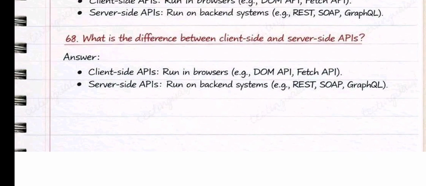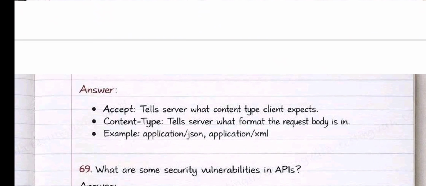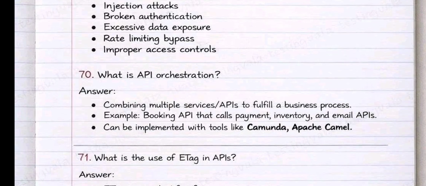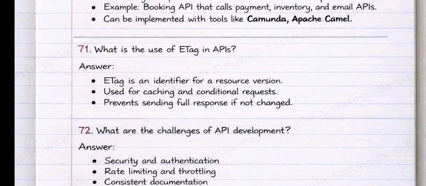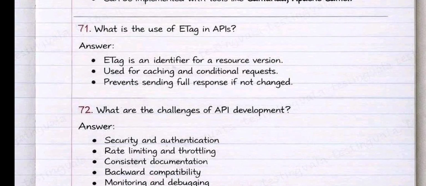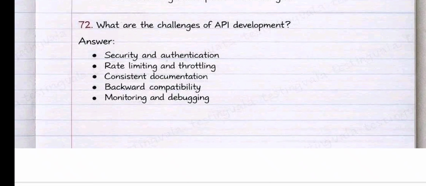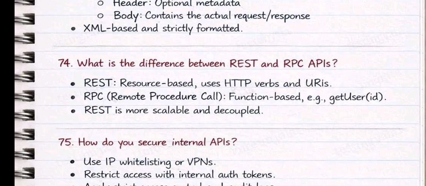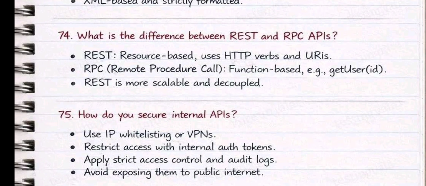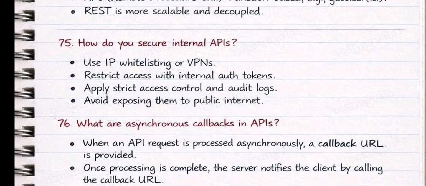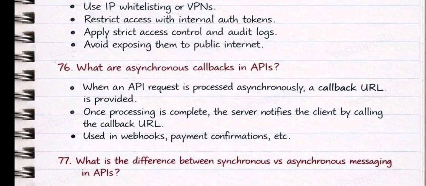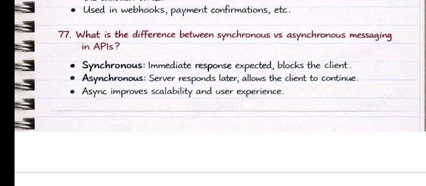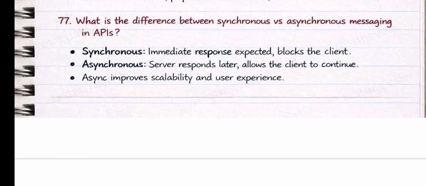What is the difference between client-side and server-side APIs? What are some security vulnerabilities in APIs? What is API orchestration? What is the use of ETag in APIs? What are the challenges of API development? What is a SOAP envelope? What is the difference between REST and RPC APIs? How do you secure internal APIs? What are asynchronous callbacks in APIs? What is the difference between synchronous versus asynchronous messaging in APIs?